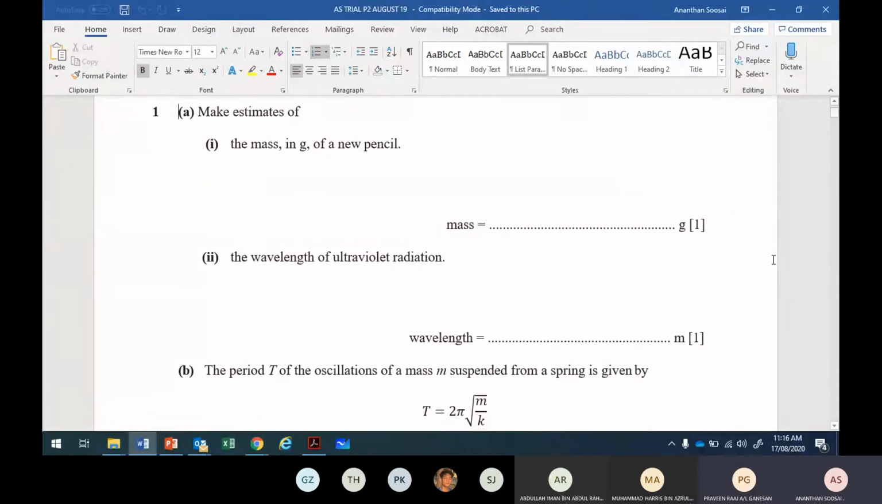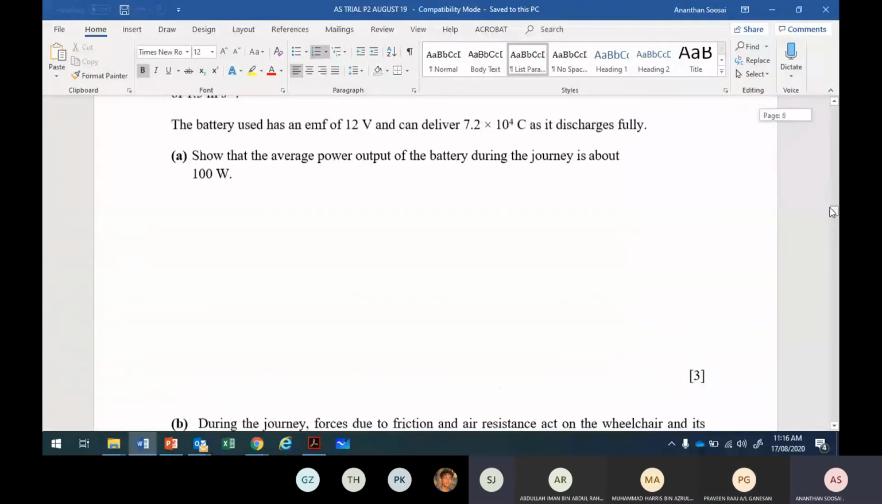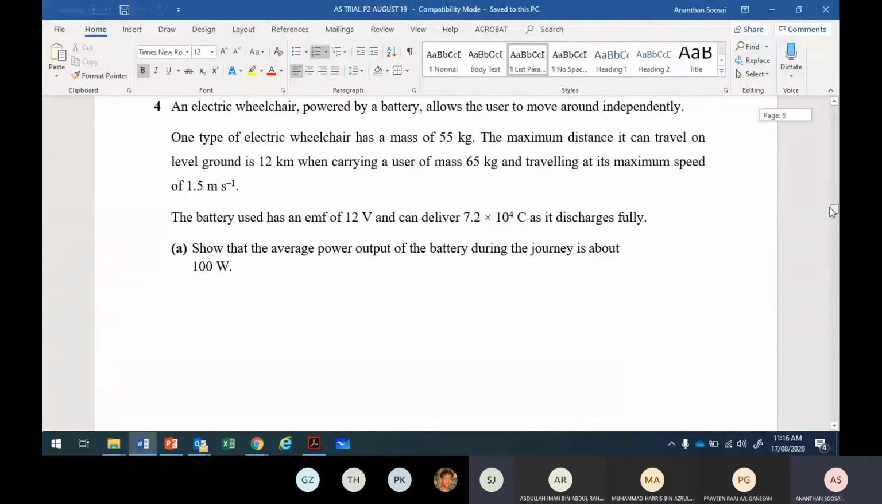So 4A. Okay, so let's go for 4A. This question. Everyone, maybe you might have a problem if you never tried. The others, please have a look.